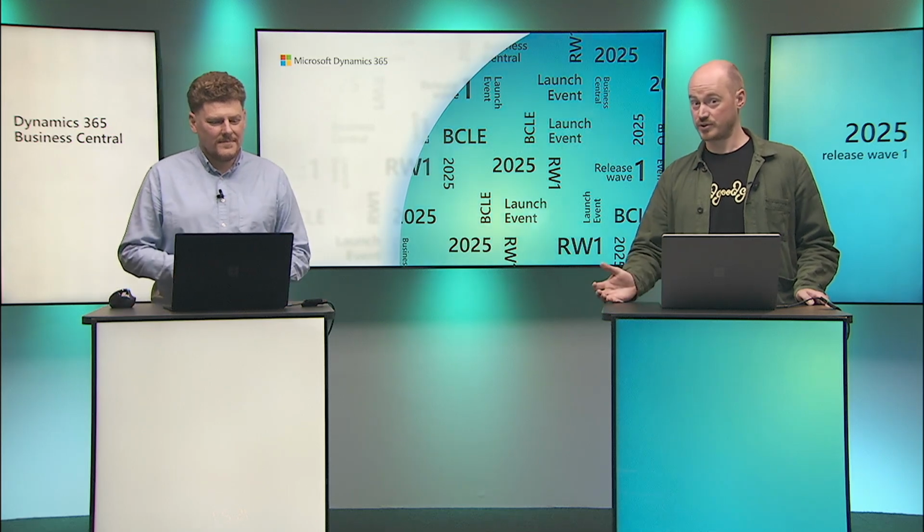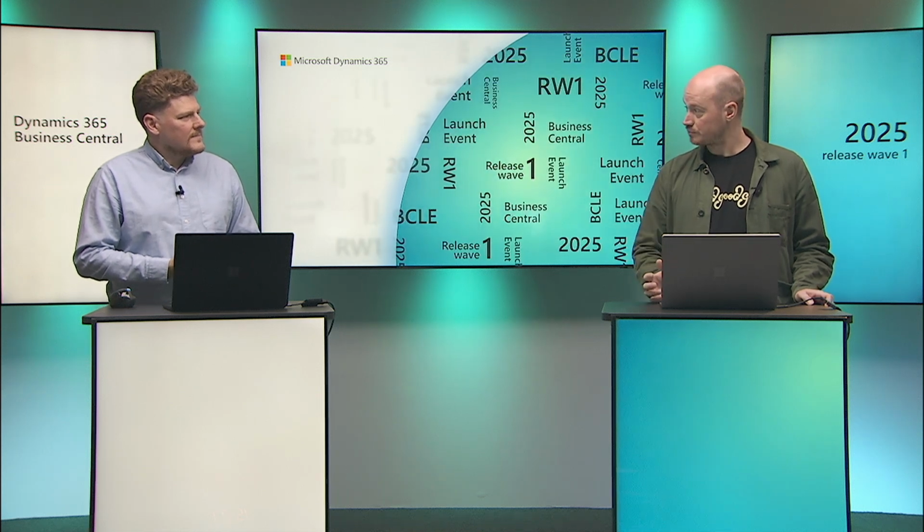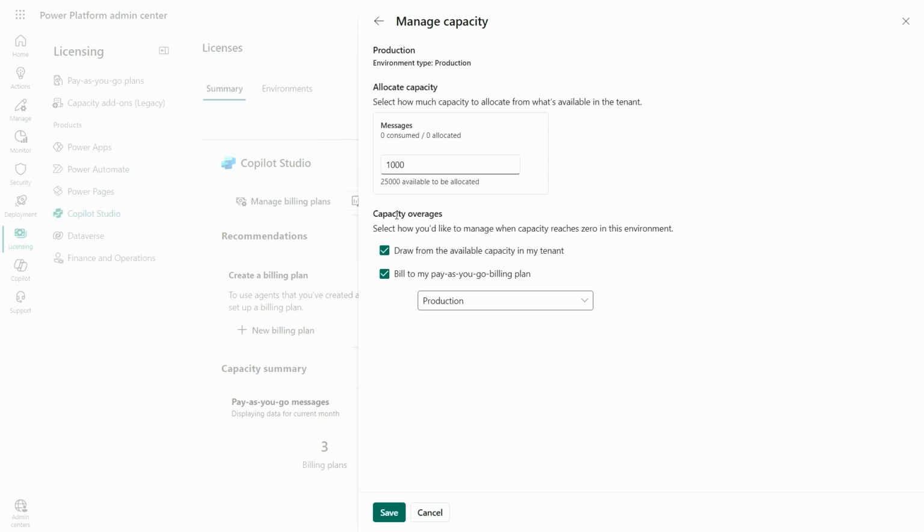So if I want the cost of this to be very predictable, I would assign the number of messages that I want to use by this environment here, and I would disable the overages so that the environment cannot consume more than it's been allocated.